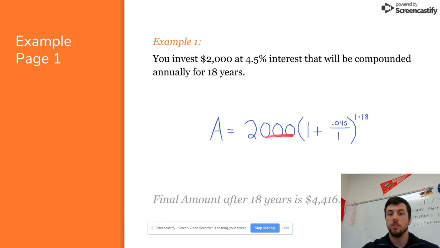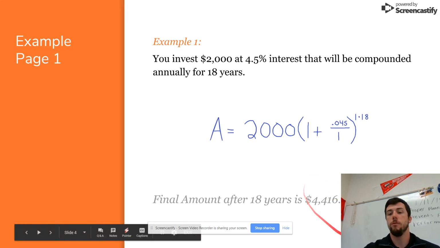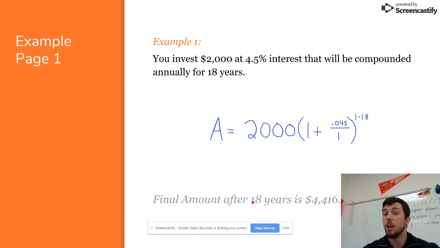So if you have $2,000 to start, you're getting a decent but not great interest rate, and you do it for 18 years and you never touch it again, after the 18 years you'll only have $4,416. That's not wonderful. You've doubled your money, but it took you almost 20 years to do it. So let's look at some better examples.